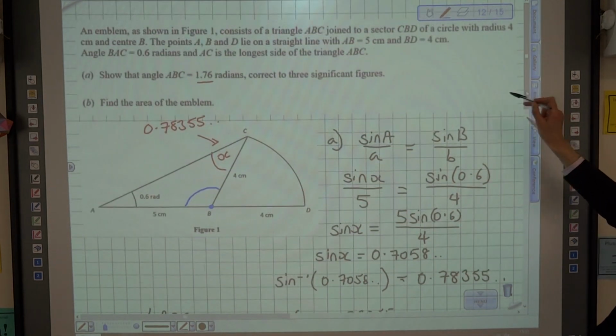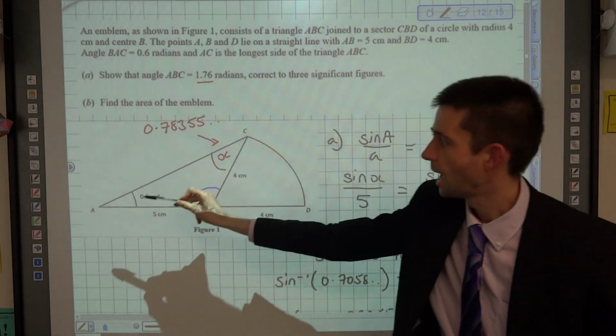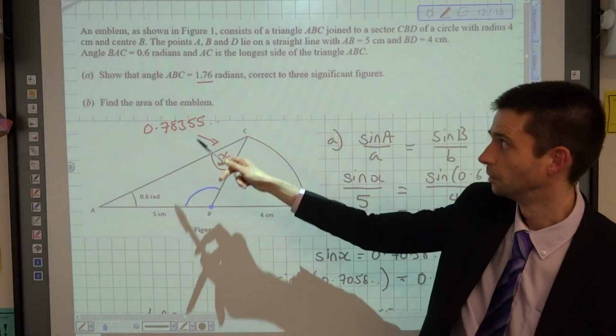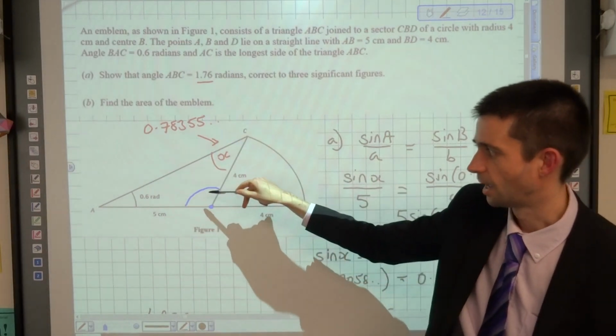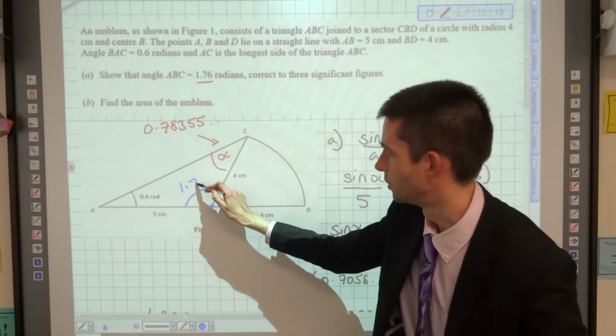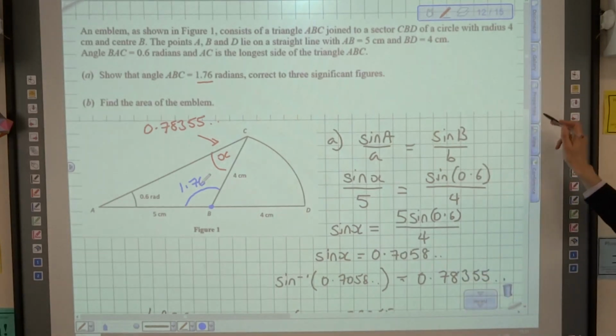So why the significance of saying that AC is the longest side? AC is the longest side because in a triangle the longest side is opposite the largest angle. So 1.76 is that angle there, and I'm just going to label that onto the diagram as being 1.76.